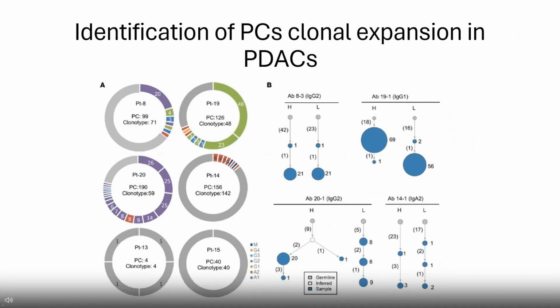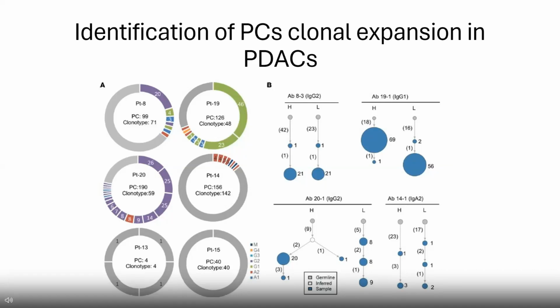When we look at the clonotypes of those plasma cells for the 6 samples, for 4 of the 6 samples, we detected expanded clonotypes, as shown in figure A here. For example, in patient 8, you see that the dominant clone has 20 plasma cells with a paired heavy chain and light chain, followed by a few smaller clones. In patients 19 and 20, actually half of the plasma cells are in the expanded clones.